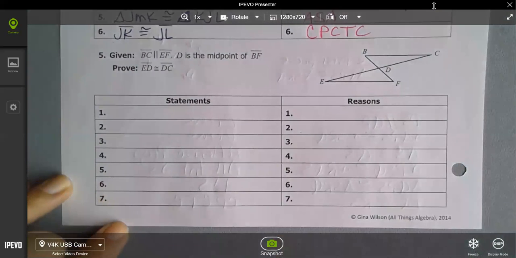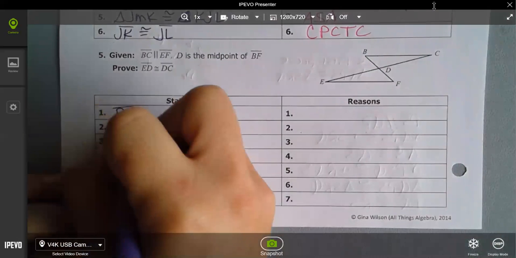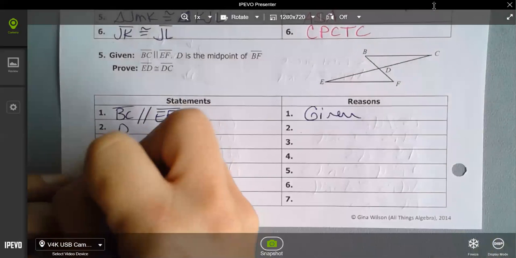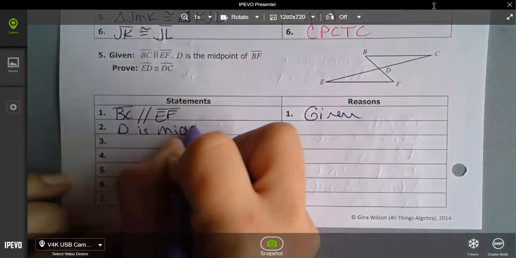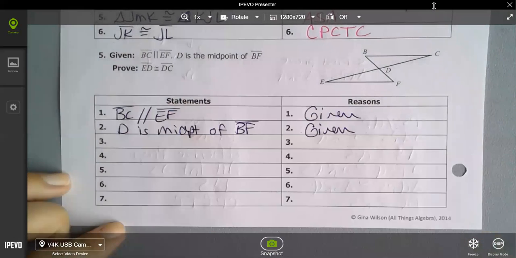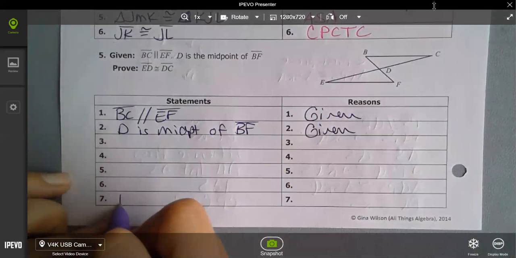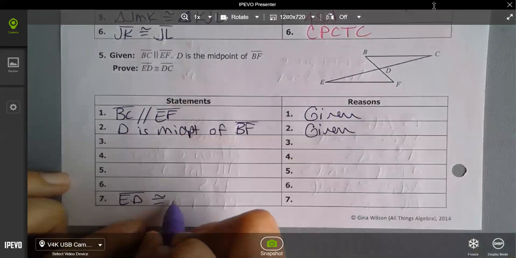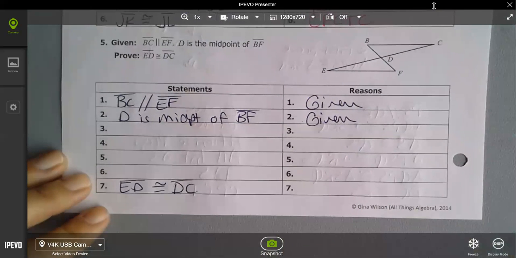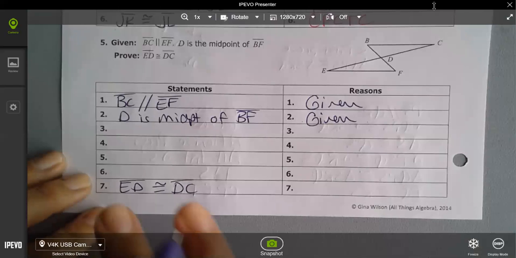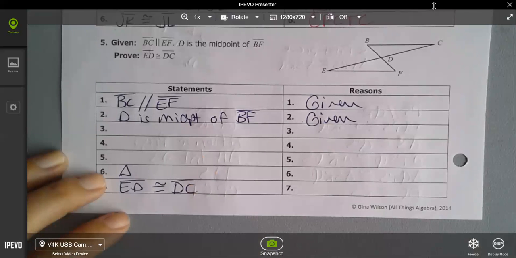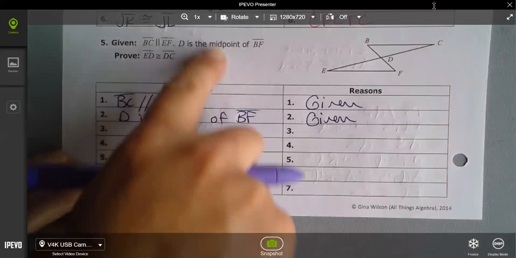All right, last one. Let's go BC parallel to EF, given. D is the midpoint of BF, given. And I need to prove that ED is congruent to DC. Those are parts, and before I can get parts, I need triangles. Well, I'm gonna have to label my triangles on my own because I don't have 3 letters to steal.